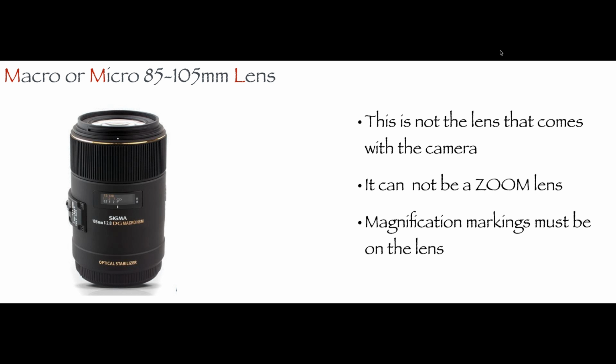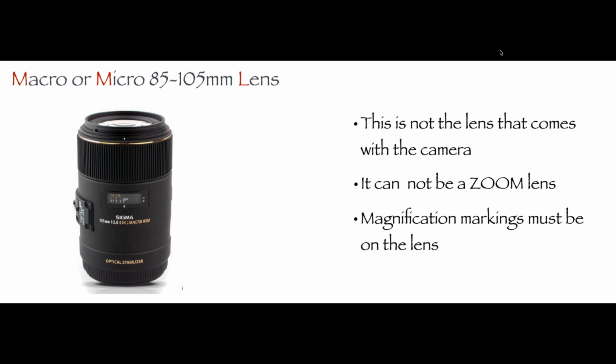The macro lens that I use is a 105 millimeter macro lens, but you can buy one between 85 and 105 millimeters, so that you can achieve good results. Now, the greater the millimeter, the higher the number, the closer you're going to be to your subject. And for me, that is key. The lower the number, the further away you're going to have to be to obtain the same result.